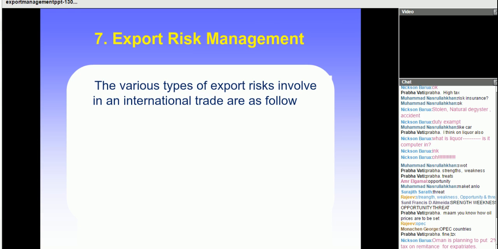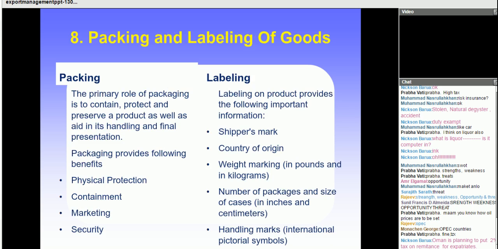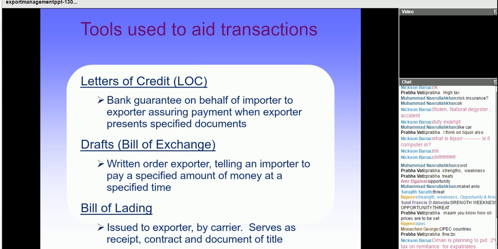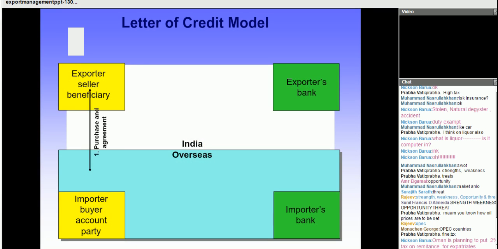Okay, everybody. Now there are different types of risks which need to be managed. Then packing and labeling has to be done. Then the tools used are these, the different types of documents which we were talking about: letter of credit, bill of exchange, bill of lading.